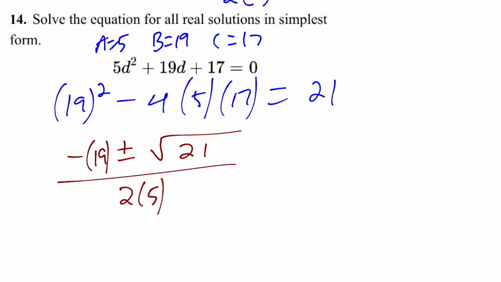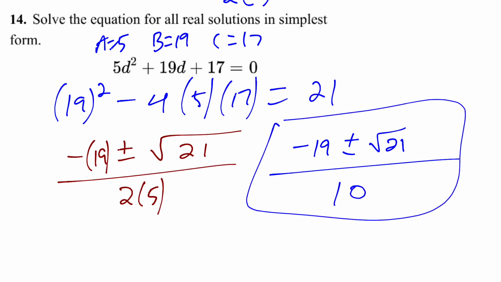And can I simplify the square root of 21? The answer is no. It's not a perfect square. So I can leave this as negative 19 plus or minus root 21 all over 10. And that is my final answer because there is no way to simplify root 21 at all. It's not a perfect square, doesn't have any perfect square factors.